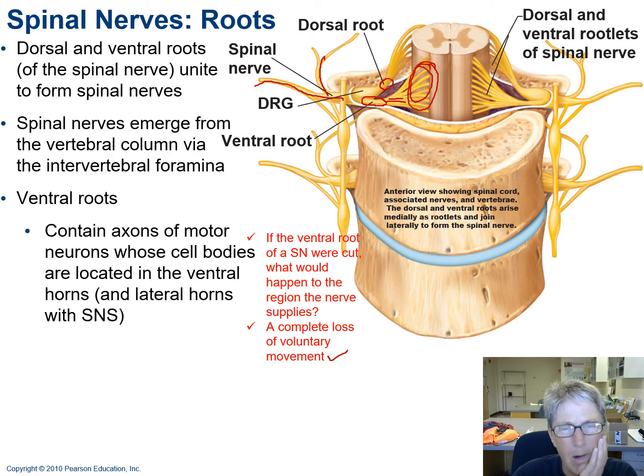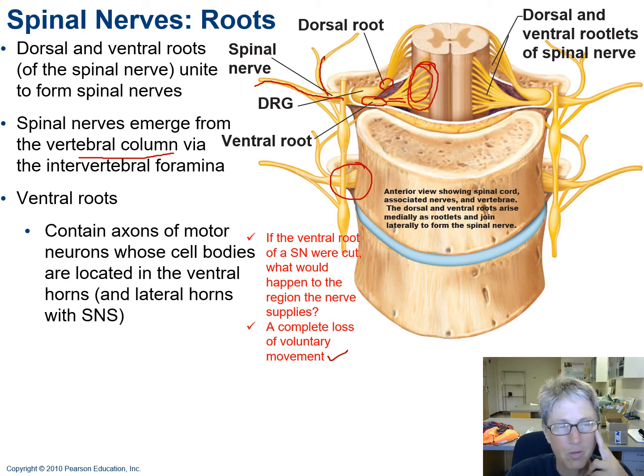Okay. I don't think we talked about this yet, but the spinal nerves emerge from the vertebral column via the intervertebral foramina. So where you have 2 vertebrae stacked one on top of the other, you have an opening that the spinal nerve exits from, so right here, and that's called an intervertebral foramina.